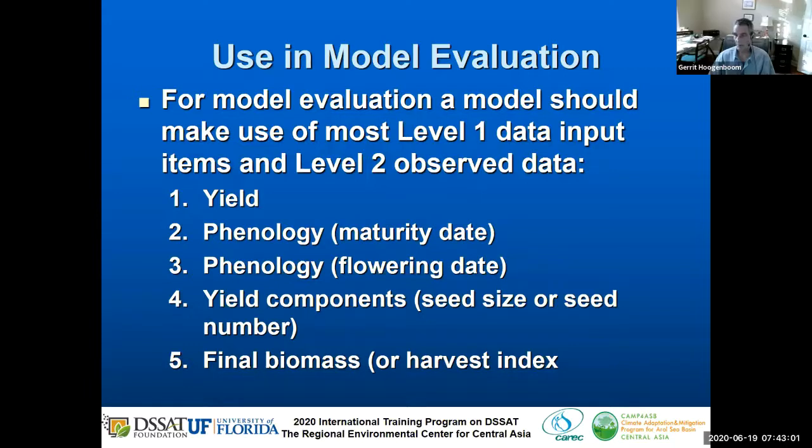But we already showed that to you earlier, but in our crop models phenology, so the number of growing degree days to flowering and maturity is very critical. So we feel that we need to have some observations to evaluate the performance for simulating phenology. So we would like to have at least maturity date as number 2 and flowering date as number 3.